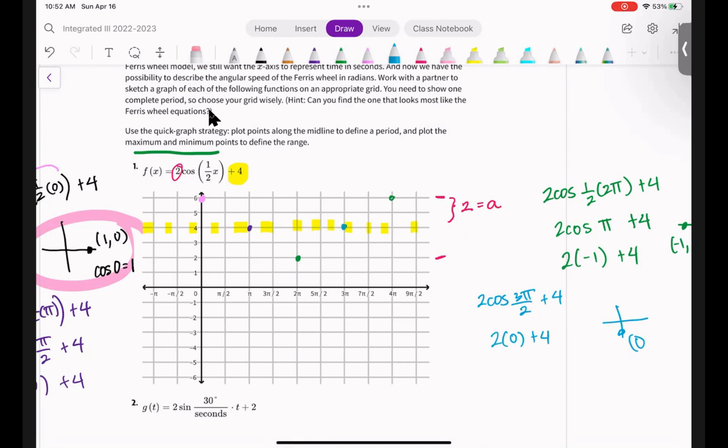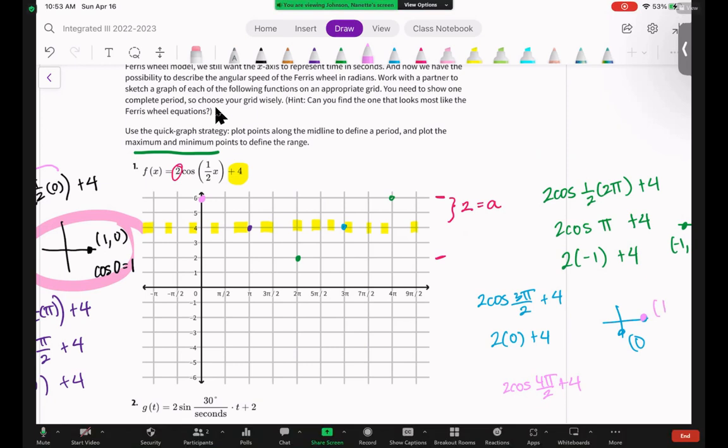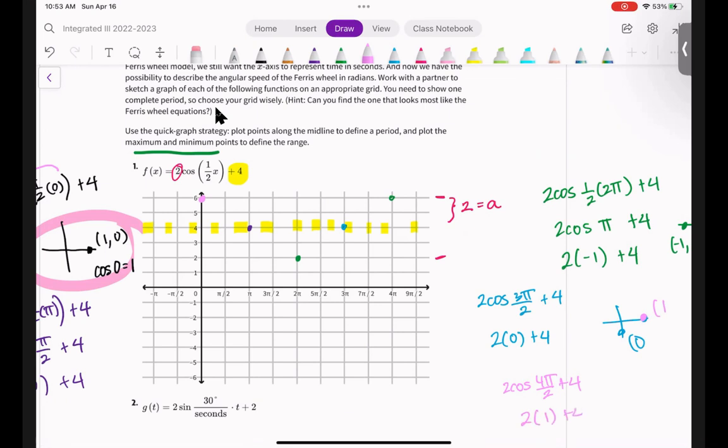And then last but not least, if you look at this one right here, if I plug in 4 pi, so that will be 2 cosine of 4 pi over 2, which is just 2 pi. So again, I don't care about my y value, but my x value is a positive 1. So that's 2 times 1 plus 4, and that's 6, which is exactly what we got. So there's one complete cycle, or sometimes we call it period, right? So here's one complete period. It looks like this.